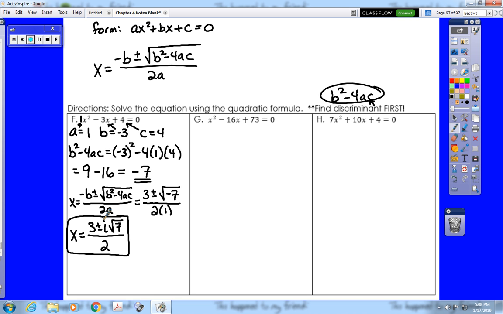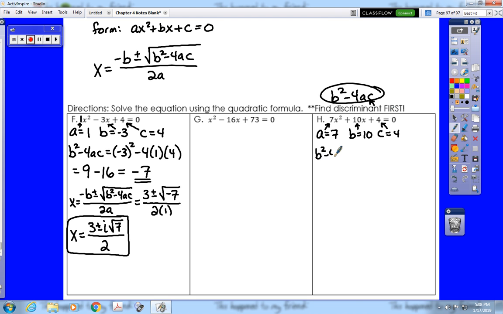We're actually going to do these out of order, because if you feel comfortable, you can try the other two examples, but I'm going to do H next. So pause the video if you'd like and try to do H, and then follow along with me to see how you did. H is already in the correct format. A is equal to 7, B is equal to 10, and C is equal to 4. It already equals 0, so we don't have to do anything to it before we start.